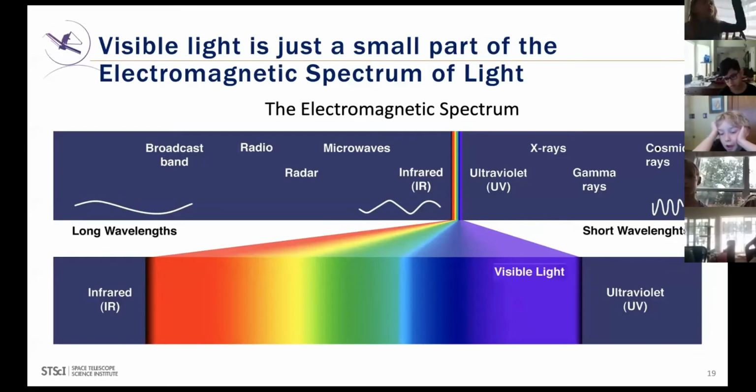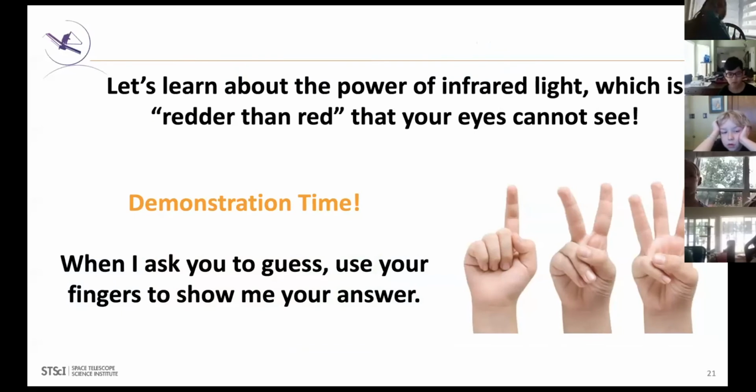So what we're going to do now, I'm just taking a time check here. Okay, Jennifer, I'm going to do this a little more quickly than normal because I'm looking at the time. So it's 20 of. So we're going to learn about the power of infrared light, which is redder than red that your eyes cannot see. So in this demonstration, I'm going to have you do one finger if you think that's the option, 2 fingers, or 3 if I ask you to guess.